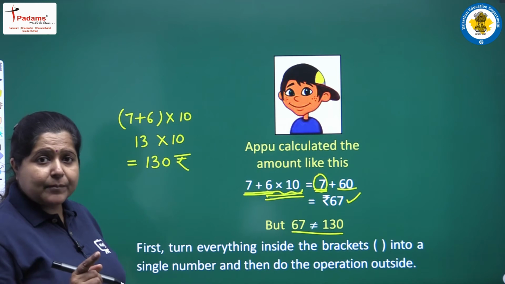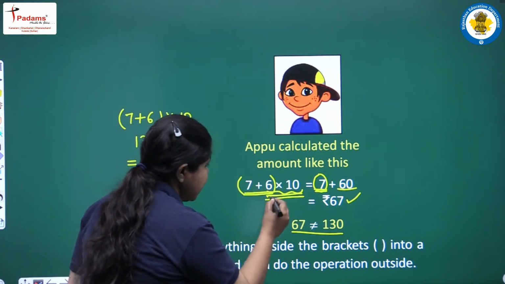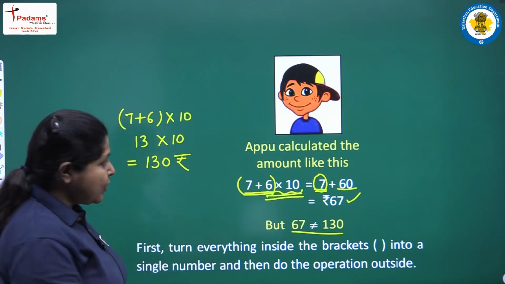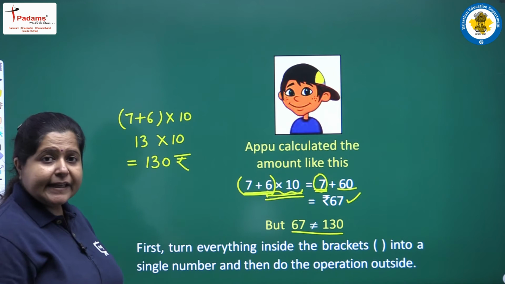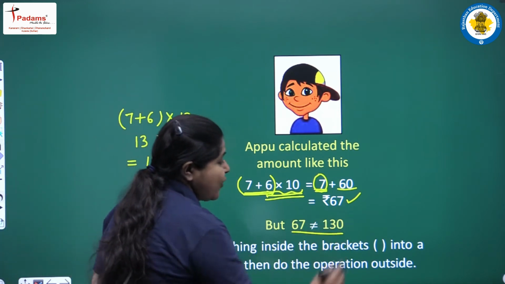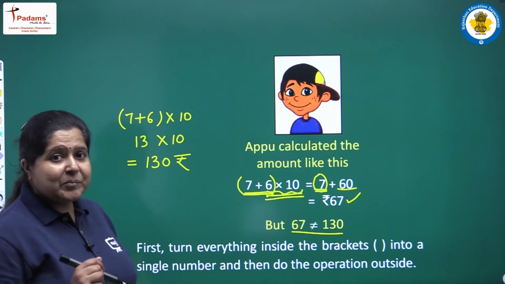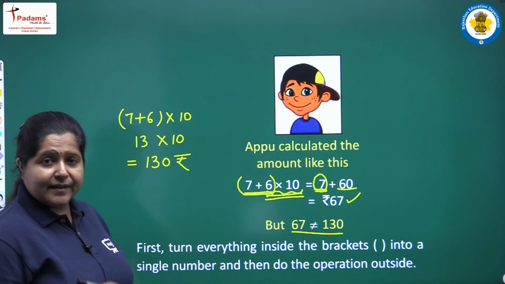So what mistake is Appu making? He has not marked a bracket here, and that is why he could not add them first. He multiplied directly without applying the bracket, and therefore he got a wrong answer. So a bracket plays an important role in solving such questions.